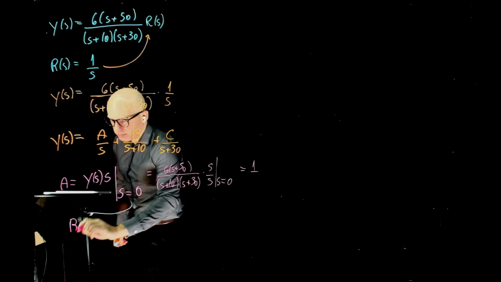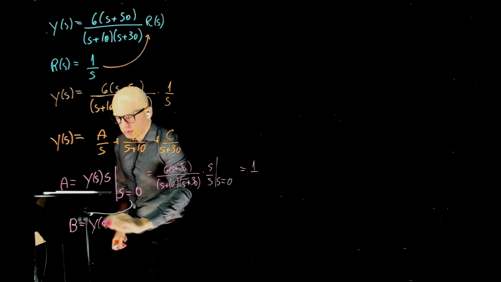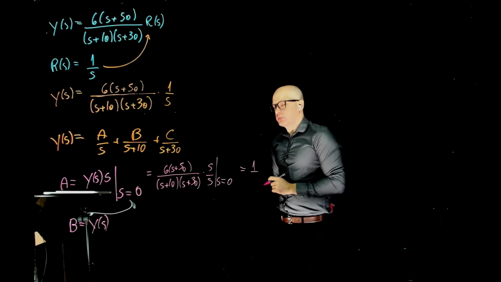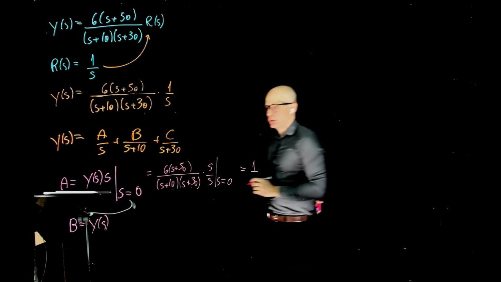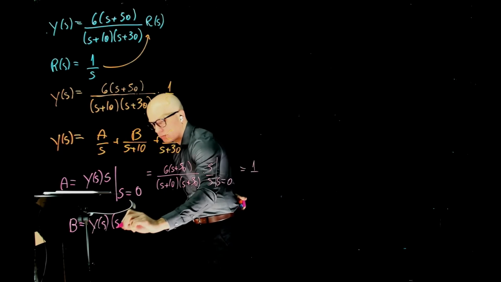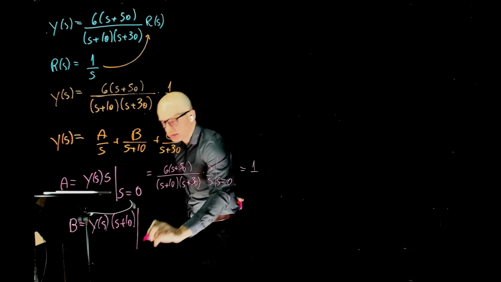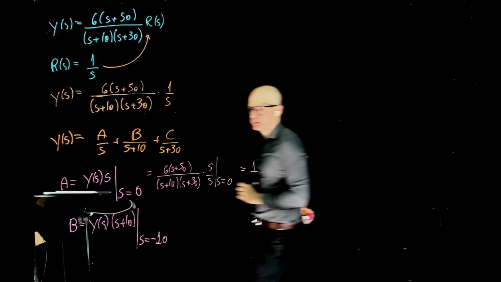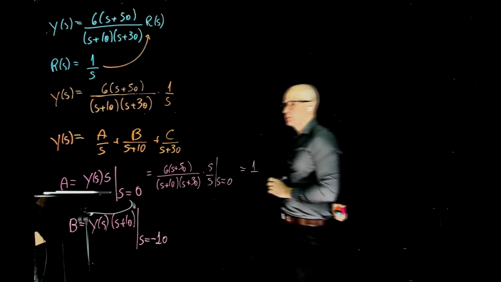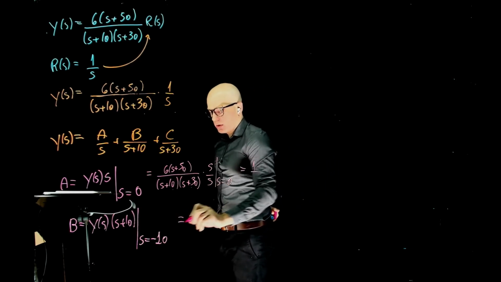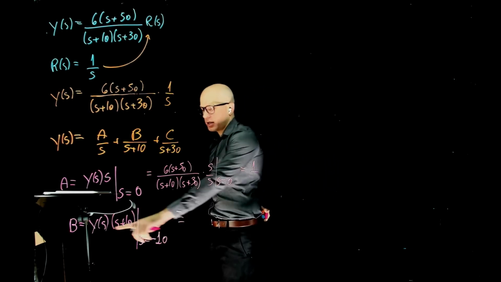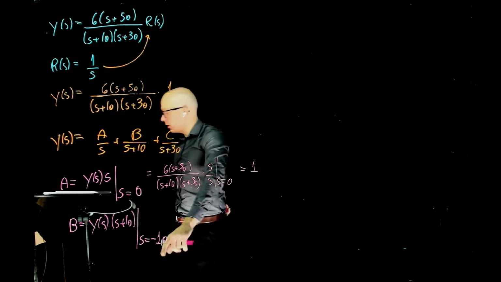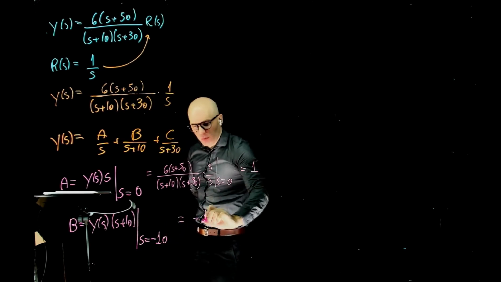What is b? It is y of s times s plus 10, evaluated at negative 10. Okay, we can do the same procedure. S plus 10 will cancel this s plus 10, and then we evaluate s at negative 10, and the result there should be negative 1.2.